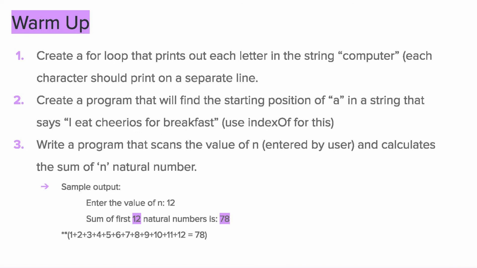For the third warm-up, we're asked to write a program that scans the value of a variable called n and calculates the sum of all natural numbers up to n. Just remember that n should be equal to a value inputted by the user via the scanner. Try pausing the video here and working through a solution. If you need a hint, try creating a variable called total that holds the value of the sum of all of the numbers. With each iteration of the for loop, we add on to this variable.